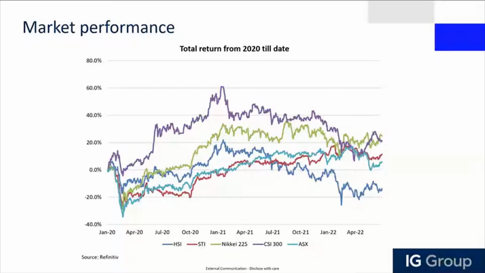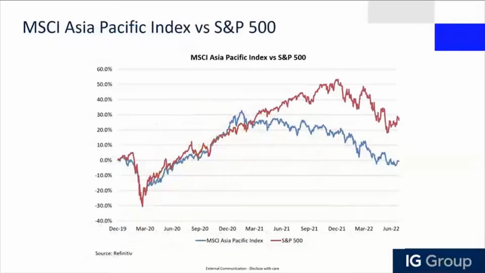Ultimately, if you look from 2020 to date, they are still one of the top performing indices in the region itself. Of course, trailing somewhere in the middle, we have the ASX and also the STI. So this is just the MSCI Asia Pacific Index versus the S&P 500.